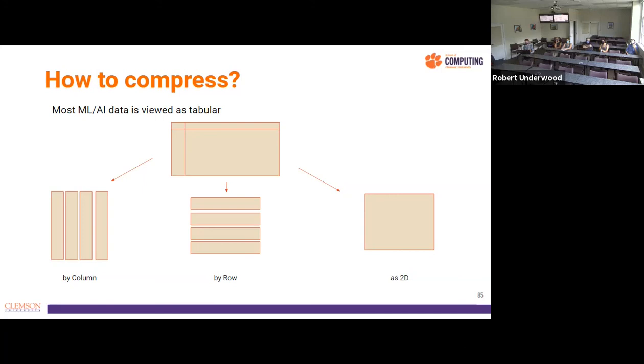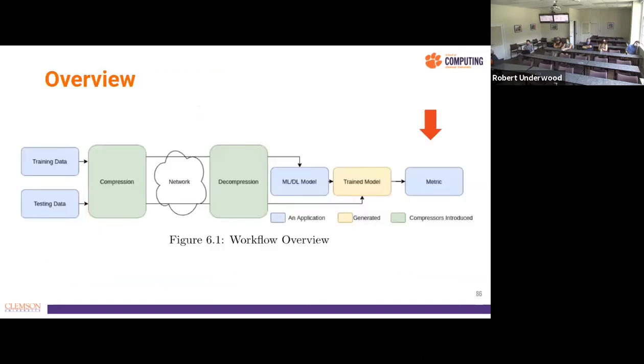Another important question that we need to ask at this point is how to compress the data. Oftentimes, machine learning and artificial intelligence applications view their data as tabular, where each row represents an observation, and each column represents a feature or some characteristic that's shared amongst the observations. So there remains the question, do you want to compress independently by the feature, by the column, or do we want to compress related rows together? Or do we want to simply compress it as a 2D data volume as a matrix, which these error-bounded lossy compressors natively understand?